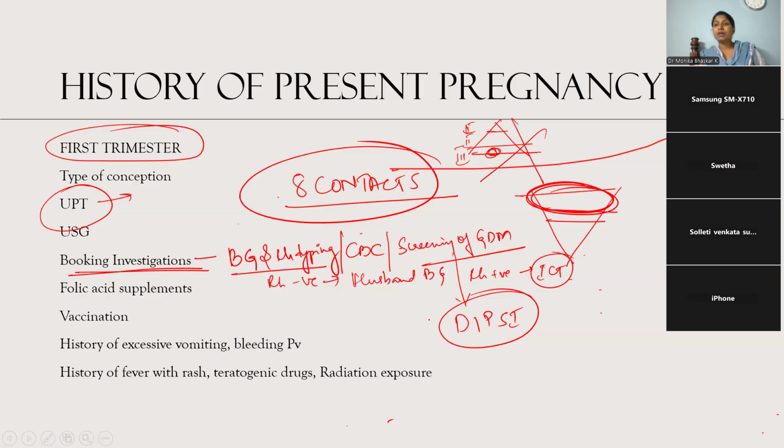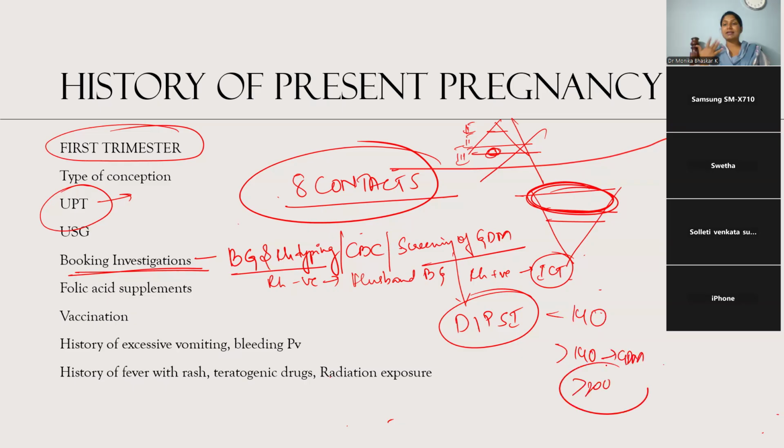So irrespective of the last meal taken, 75 grams of glucose is measured, put in 200 ml of water, the pregnant mother is asked to drink it, and after 2 hours the venous blood sample is taken, and the analysis is done. And if it is less than 140, it is normal. If it is more than 140, we have to diagnose gestational diabetes mellitus.